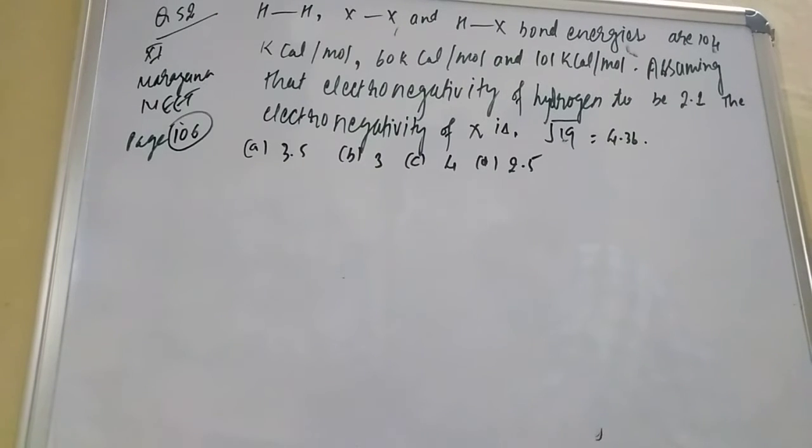One problem from the Narayana book asked by my student is based on electronegativity. Let us see what the question is and how to solve this kind of problem. They are saying that the XX, HH and HX bond energies are 104, 60 and 101 kilocalorie per mole. Assuming that the electronegativity of hydrogen is 2.1, what is the electronegativity of X? X is a halogen. How will we be able to calculate it?